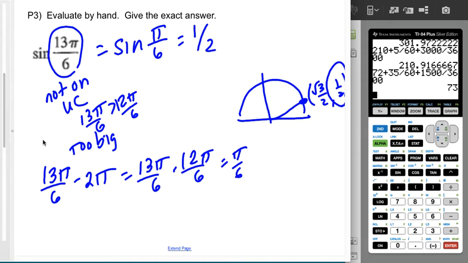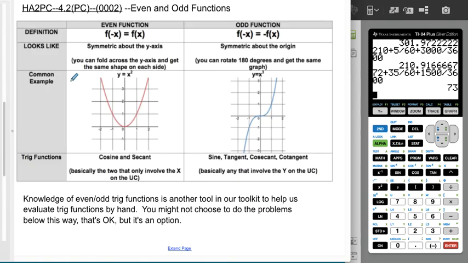Now, I don't necessarily need to see work on a problem like this, in the sense that if you can look at 13 pi over 6 and figure it out, that's not a problem. But again, it's a skill we're going to want to have moving forward, that we're able to evaluate these angles. All right, that's it for that video.